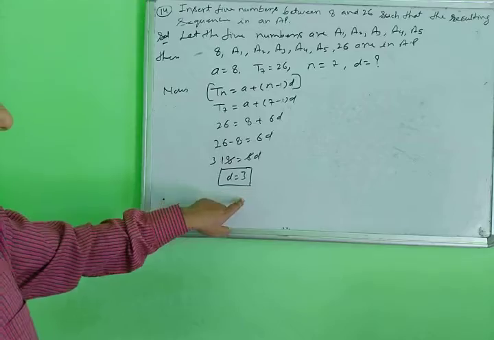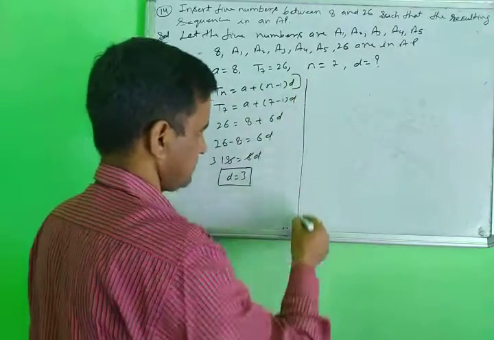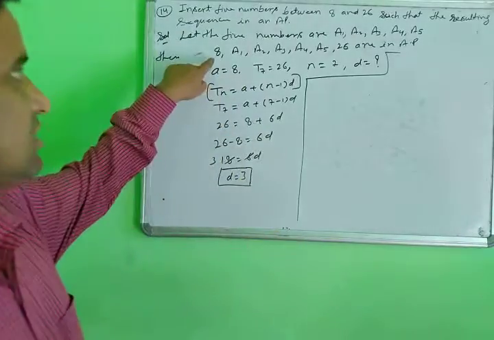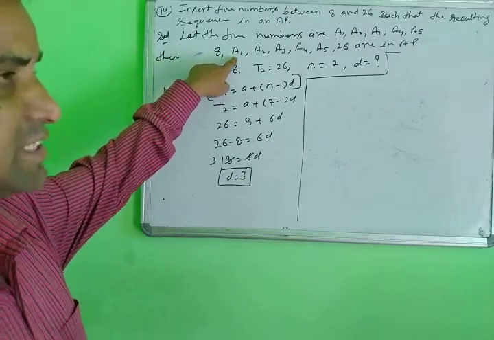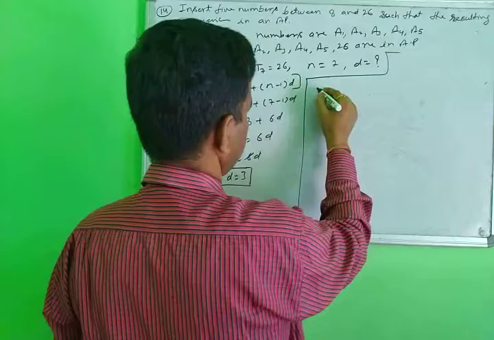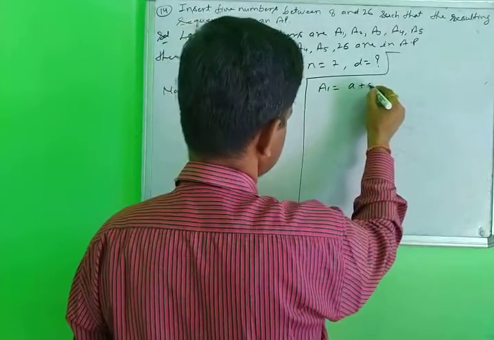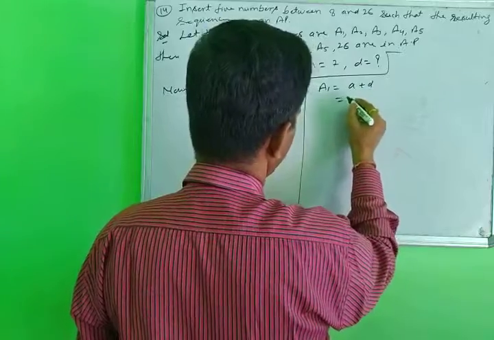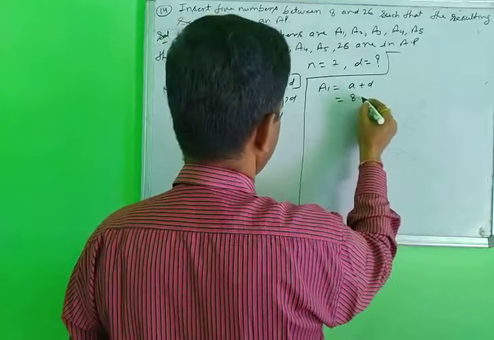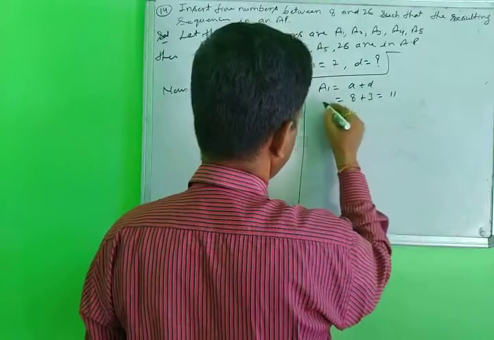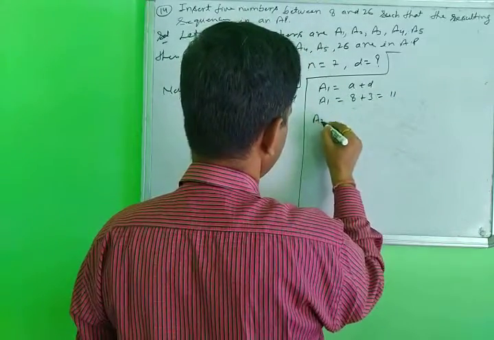So then you can find here, this is the first term A1, this is the second term A2. The value of the second term is A plus D. So the value of A is 8 and the value of D is 3. The first term A1 is 11. Similarly A2.